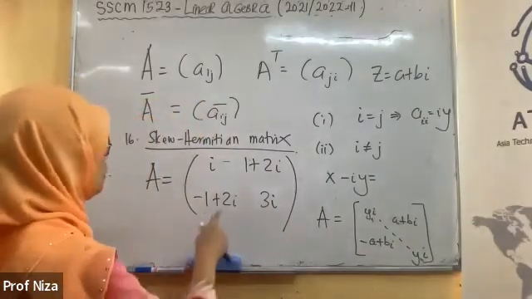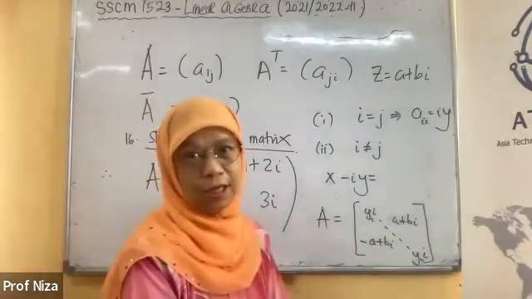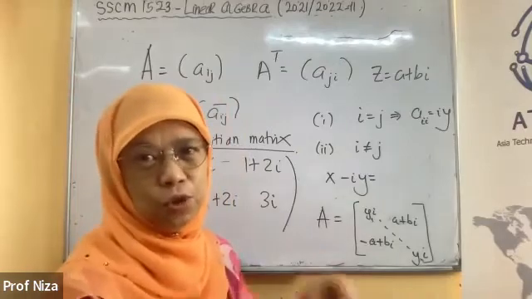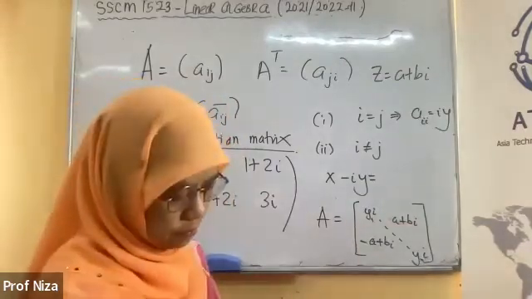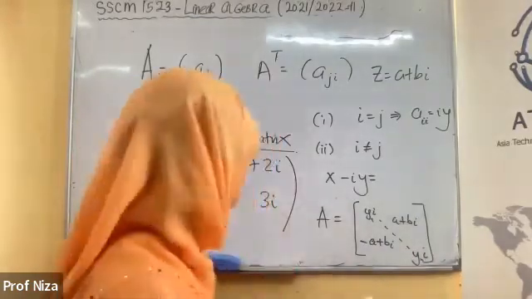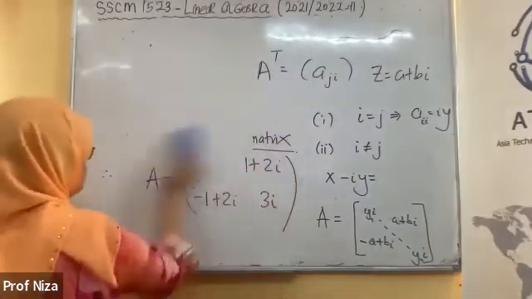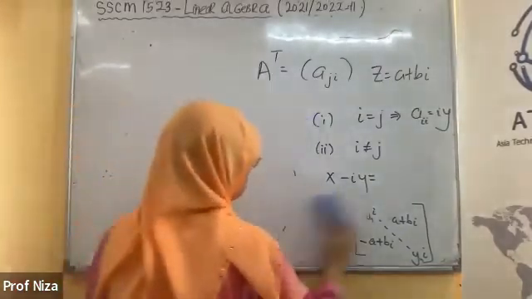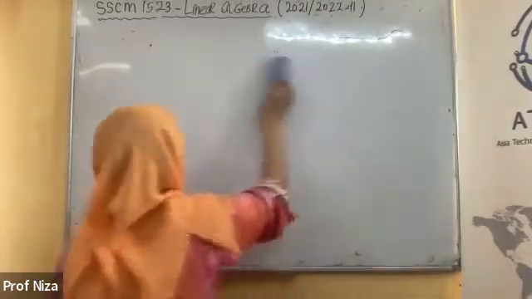Then you can try and check whether A bar transpose is -A. That is how you prove that it is skew Hermitian. Okay, now we go to matrix operation. I should have finished this last week, but I think it's okay because this is just the basic things that you have learned about the operation of the matrix.